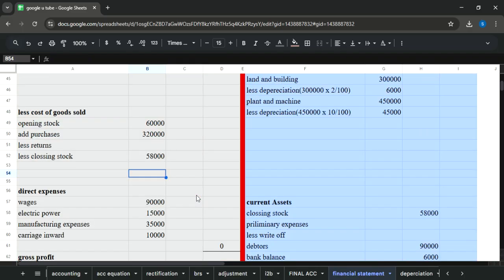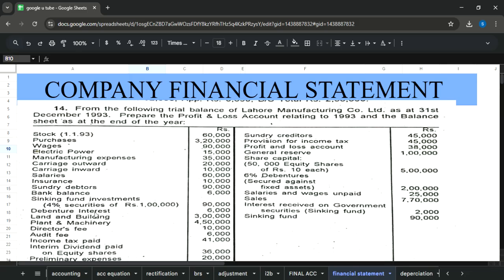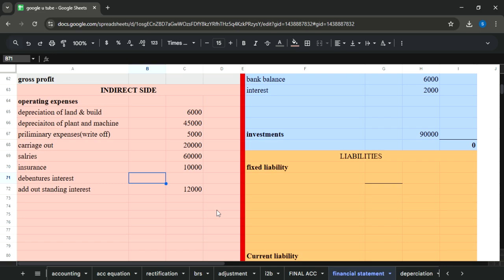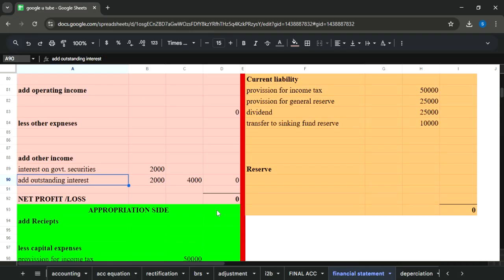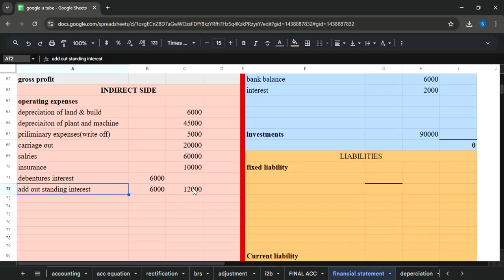And here we will see how much amount is present in the trial balance, 6000. So over here just write down 6000 debenture interest, and the difference of these two amounts would be considered outstanding, just like interest on government securities. Percentage outside, trial balance amount in the inner first column, difference in the inner second column, and this would be considered as outstanding.